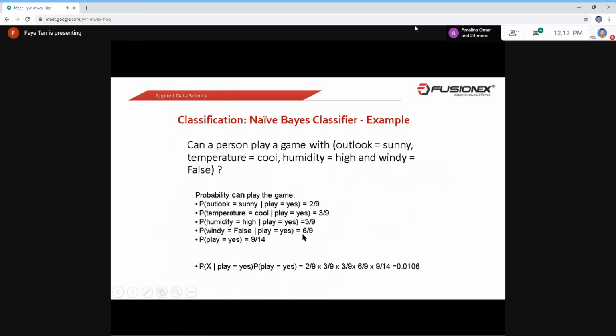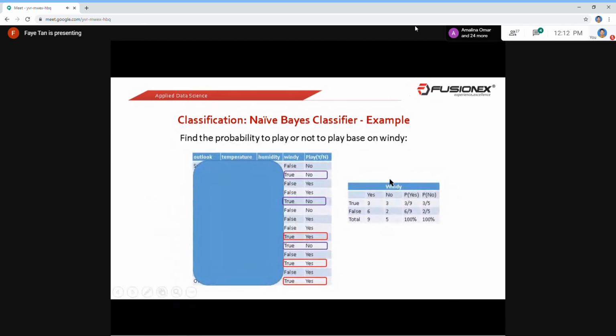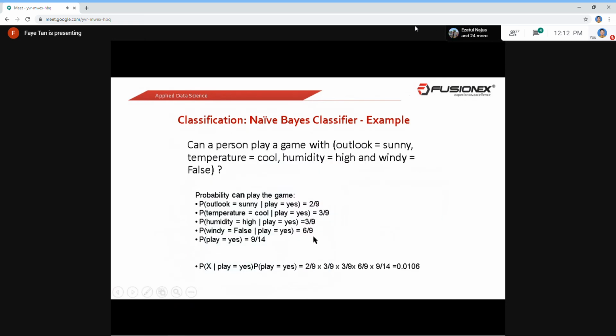Now how about windy false, play yes? You go to the windy table. Windy false, this is the one. Play yes, so it's 6. 6 over 9. So you get 6 over 9. These 4 are counted from the probability tables by checking one by one. You check outlook, you don't look at the others. You check humidity, then you don't look at the others.